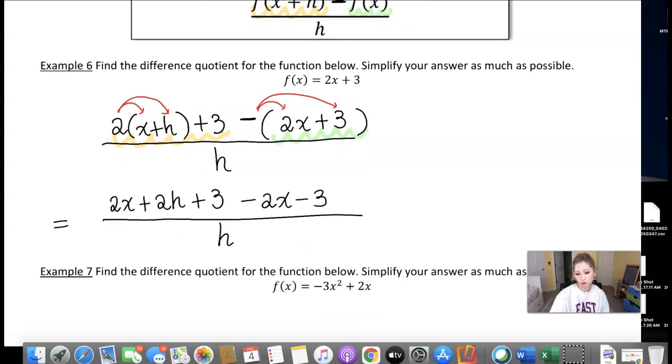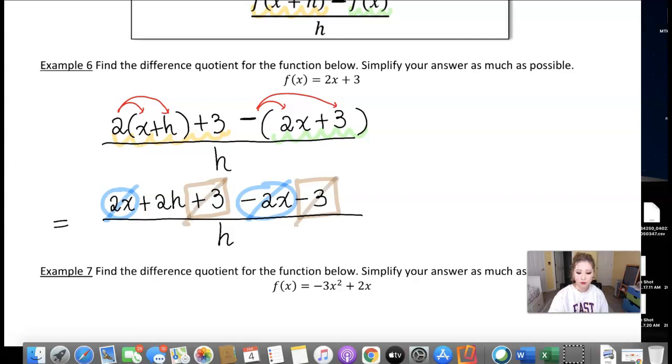And the beautiful thing about difference quotient is that a lot of things will cancel out. So let's see if we notice some opposite terms. There's a positive 2x and there's a negative 2x. Guess what? Those are canceled out now. Do you notice anything else? What else can be canceled out over here? I notice there is a positive 3 and there's a negative 3. So those will get canceled out.